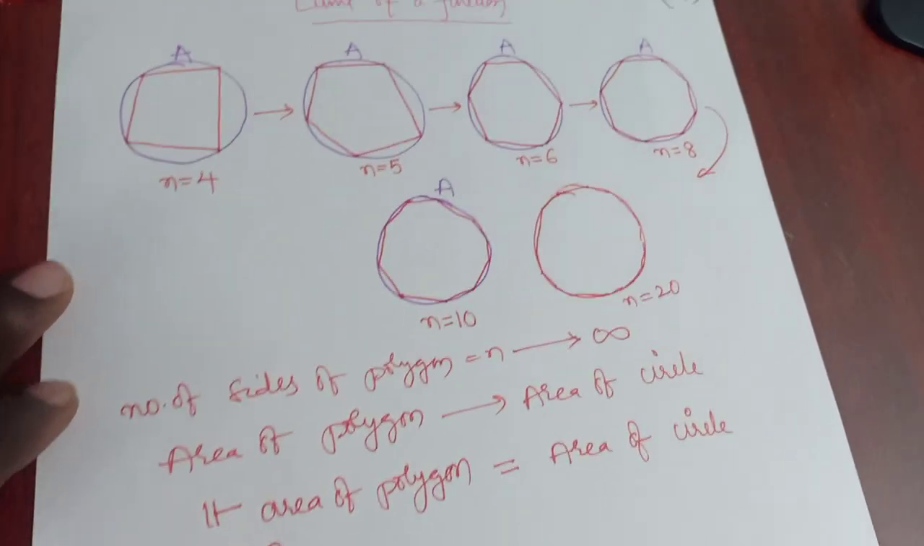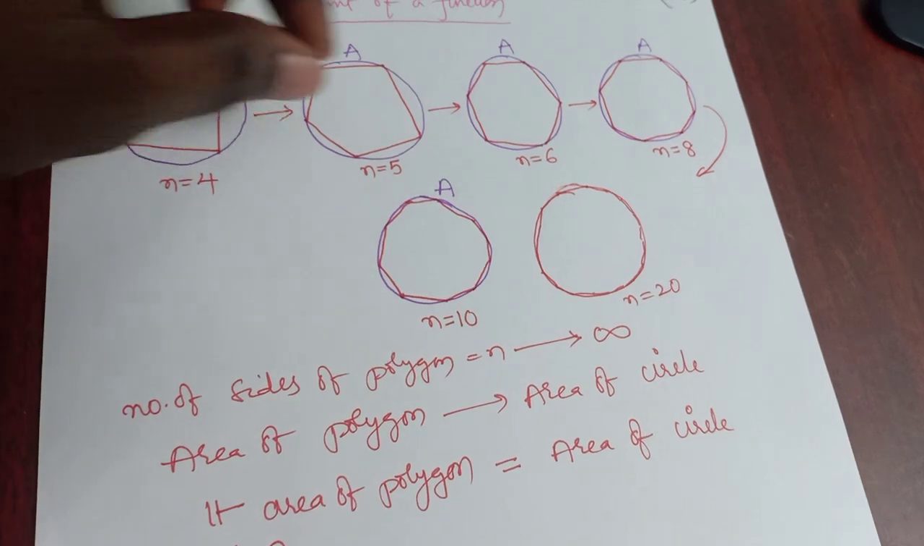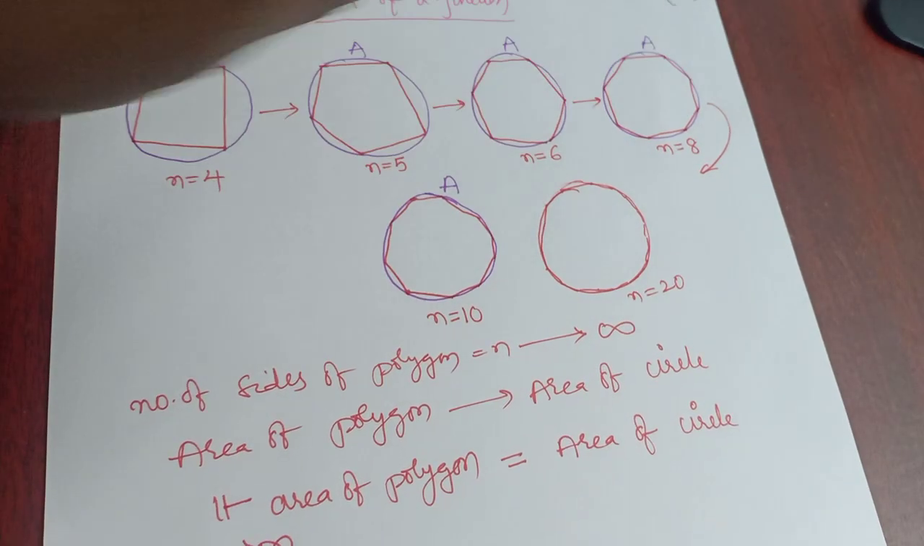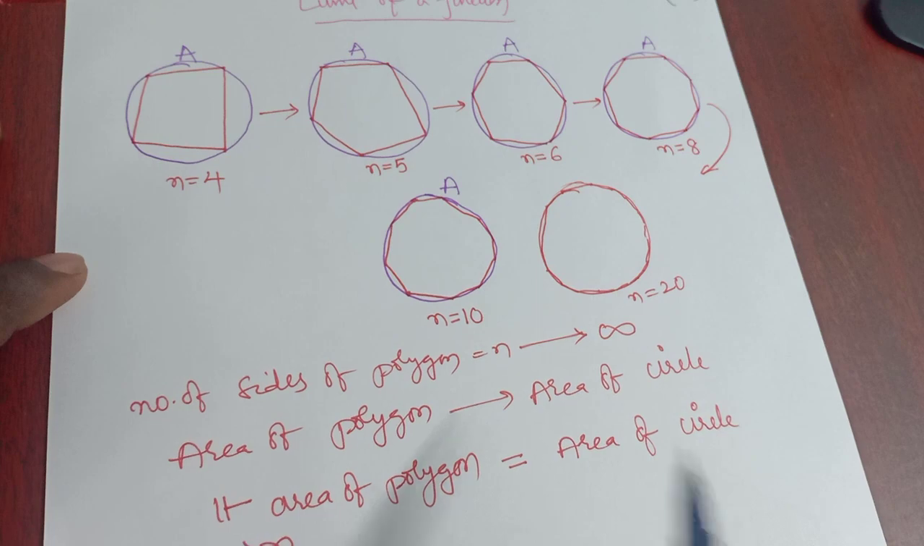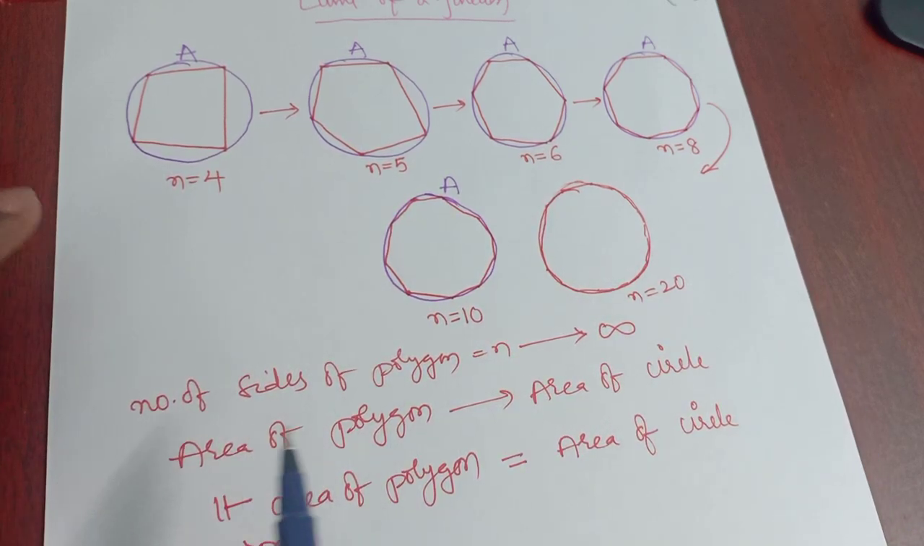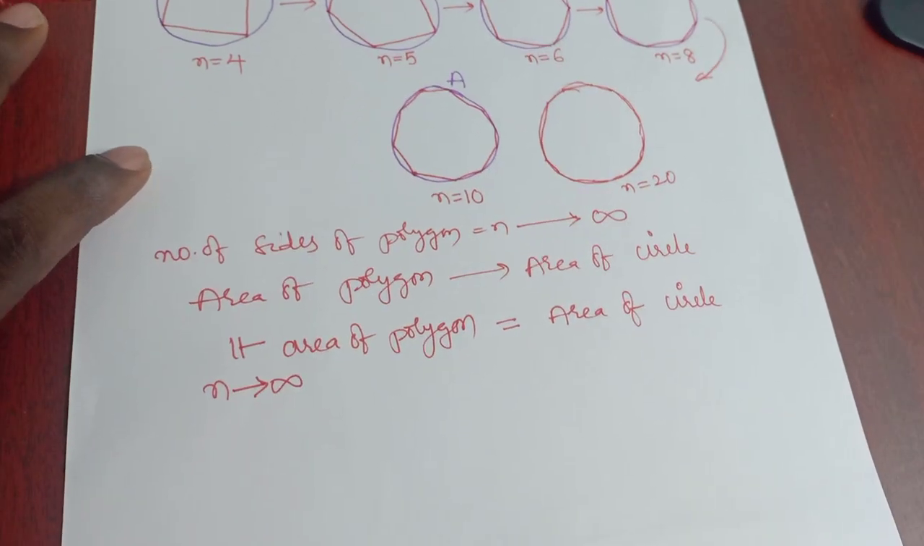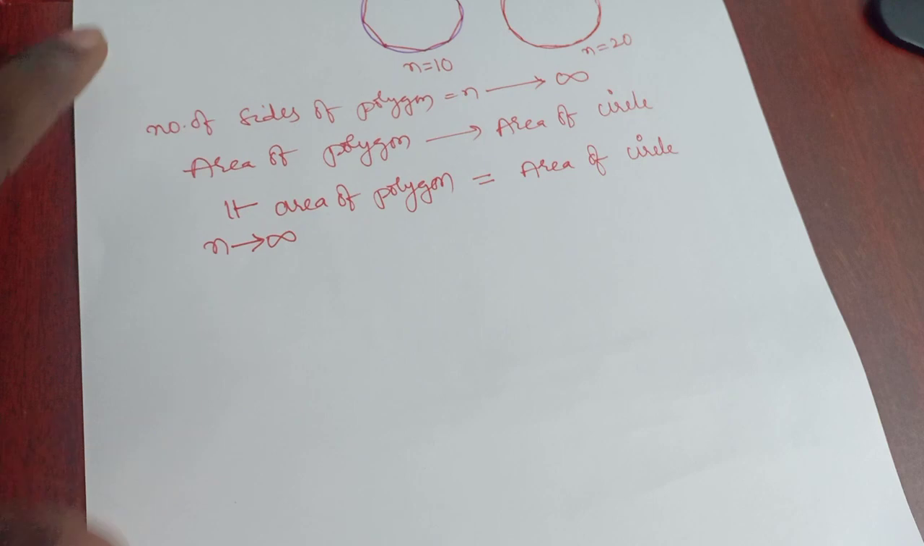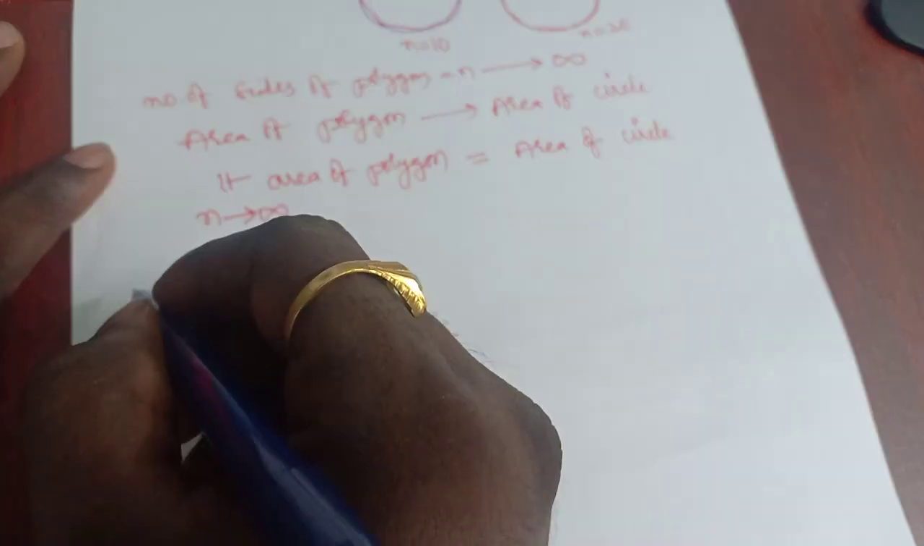So if you increase the number of sides of a polygon, the area of the polygon also increases, and then it reaches the area of the circle. So this is the concept of this example. Now, limit of a function.